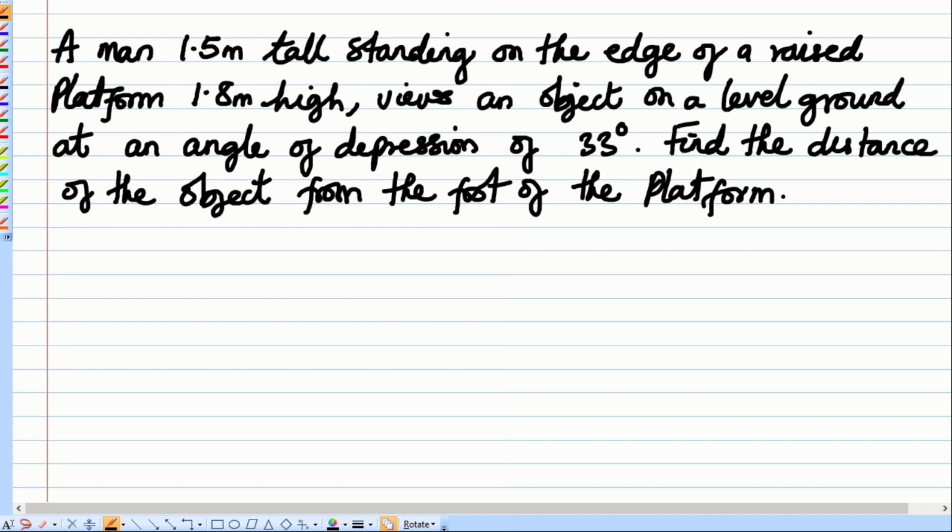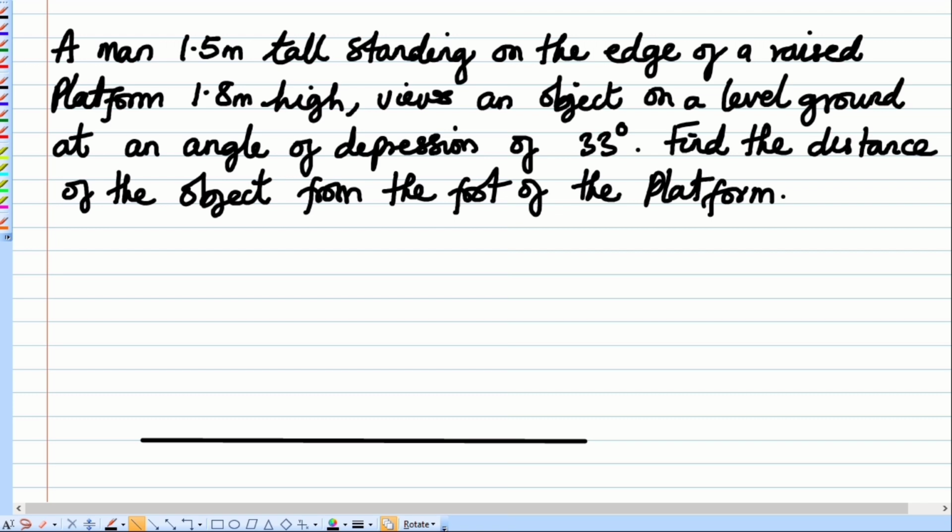So I always like to draw the level ground first. Any question on angle of elevation and depression, I like to just draw my horizontal floor first. I think you may also want to do that. So we have the ground.